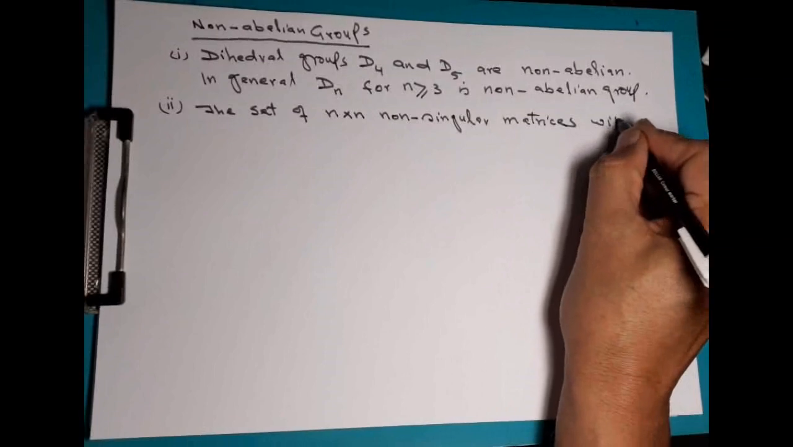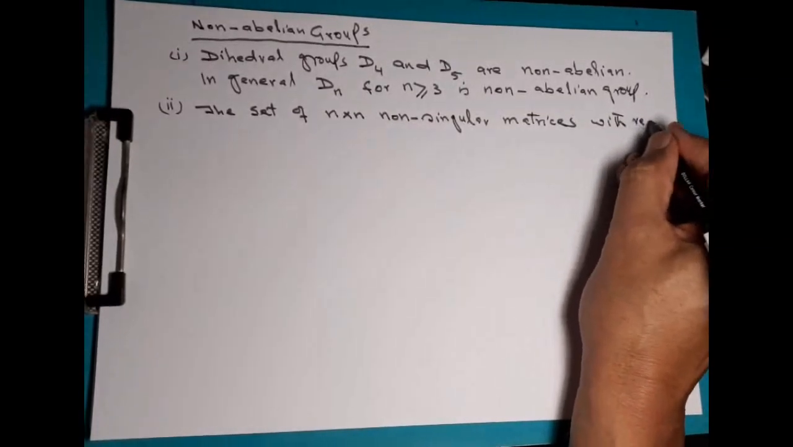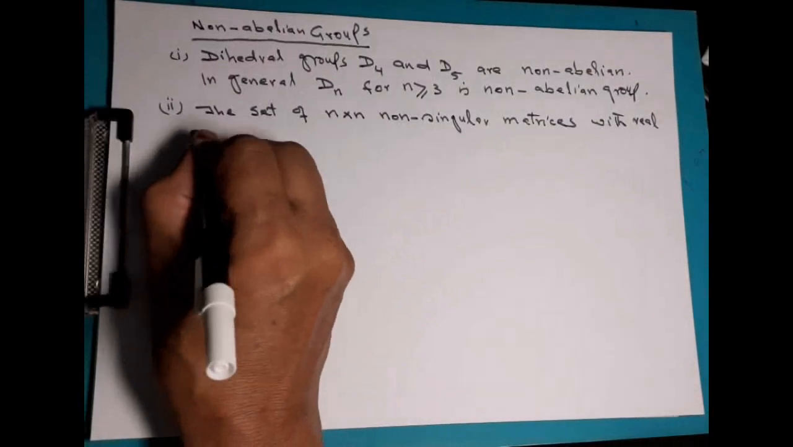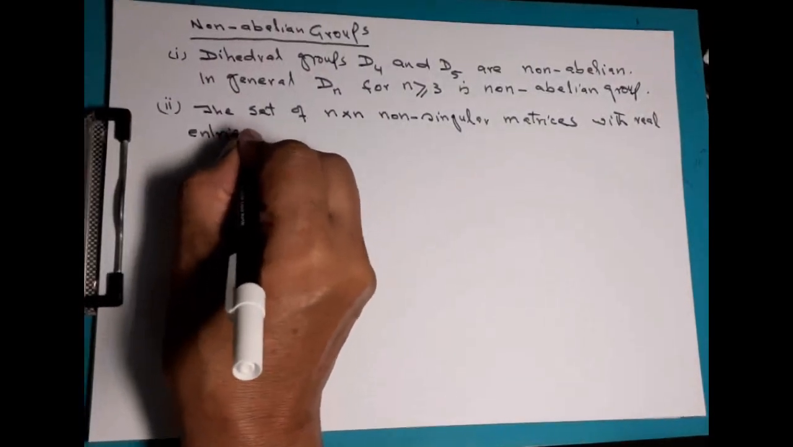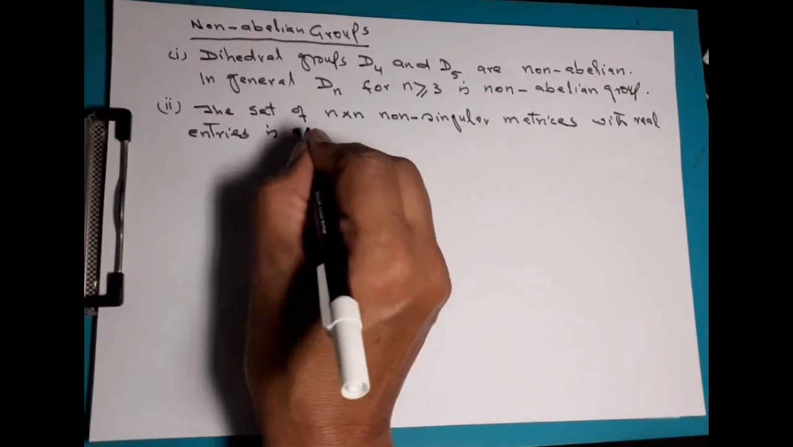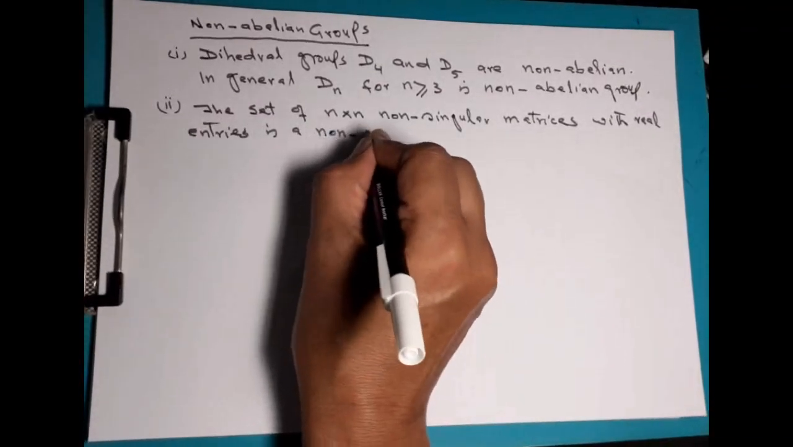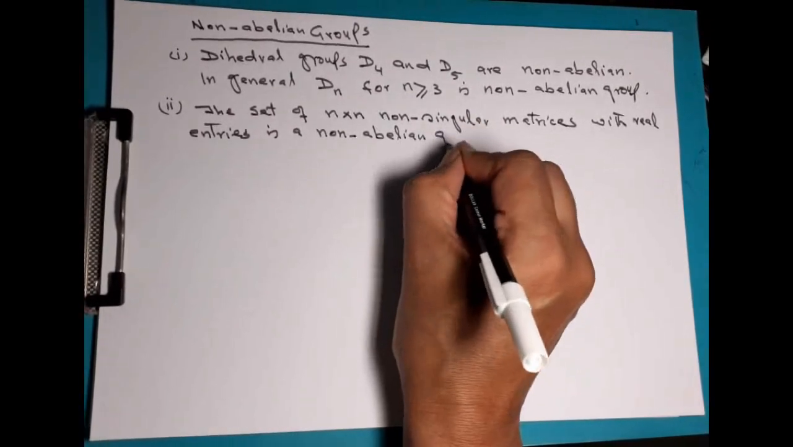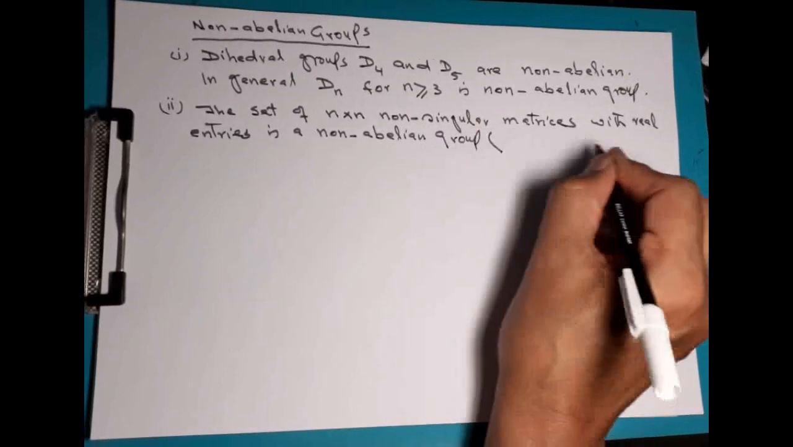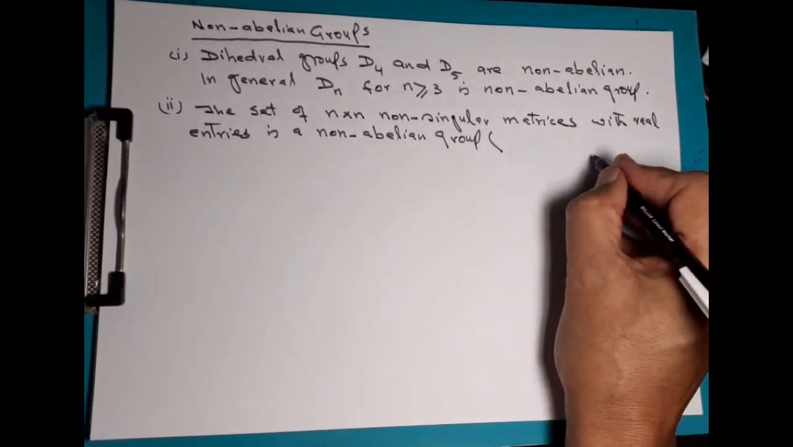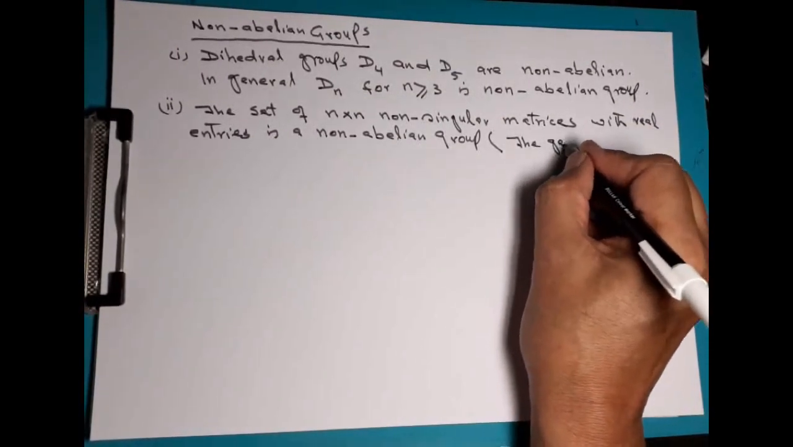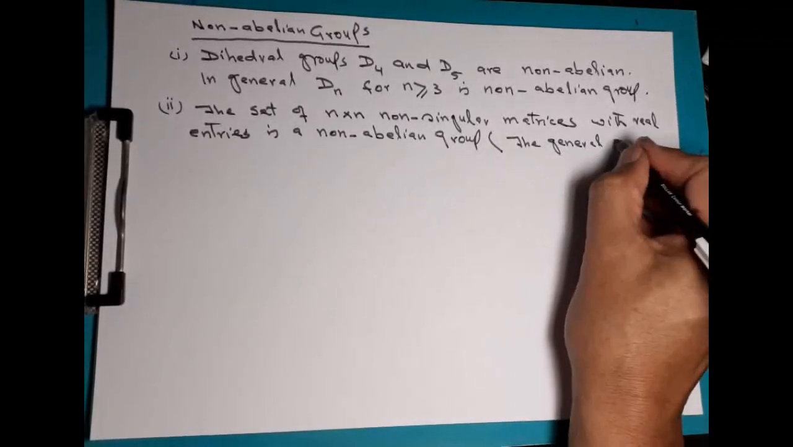With real entries. When I write real entries, it means the entries of the matrices are real numbers. With real entries, this is a non-abelian group. You must know about this group from your previous knowledge, and you know its name as well. This is called the general linear group.